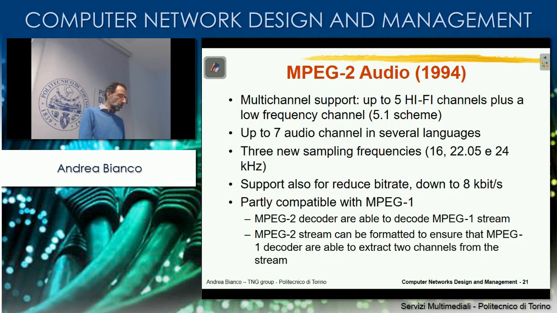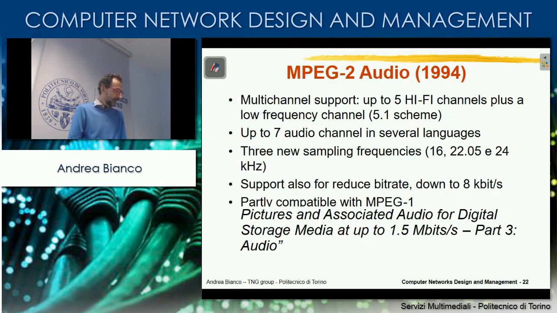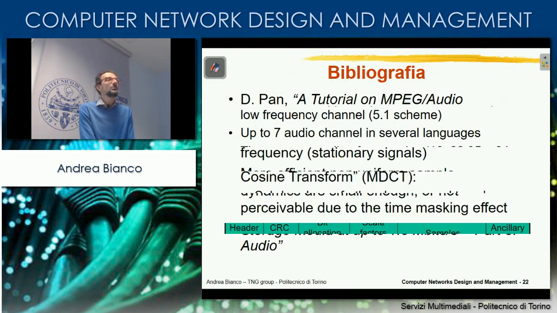What you can do is encode an MPEG-2 stream, formatting it in such a way that an MPEG-1 decoder can extract a subset of this signal from the MPEG-2 encoder. Okay, so there is a compatibility issue. You see that these standards are fairly old. Okay, we are talking about 20 years ago or more. That's basically it, unless you have questions.